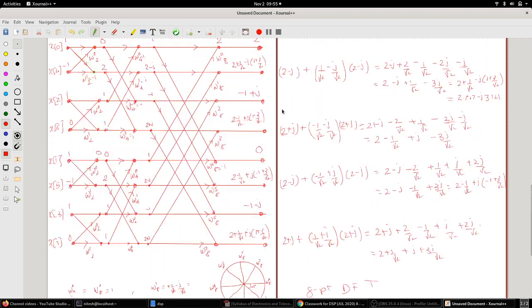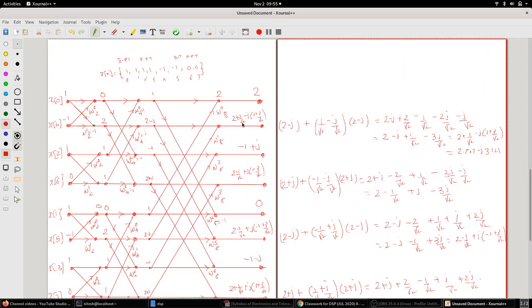Okay, you'll have to factorize this further. I have left it as it is, but just factorize this further, the real and the imaginary part. Okay.